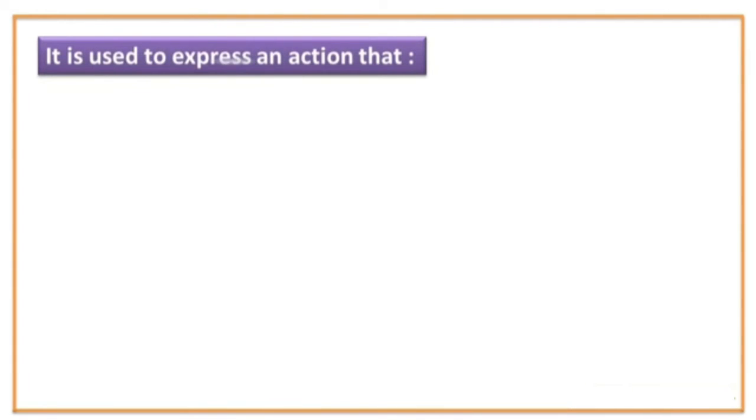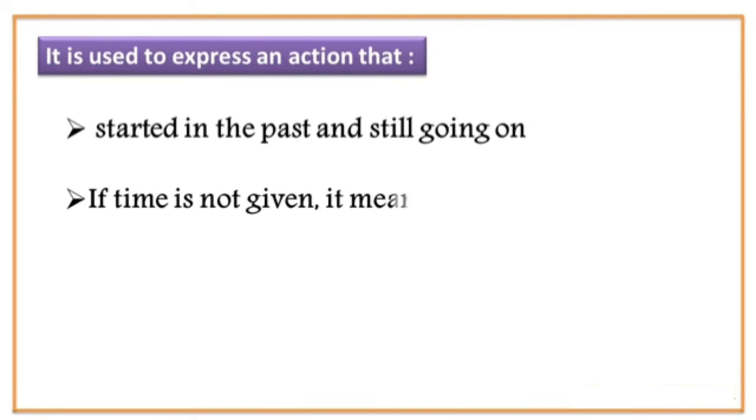The present perfect continuous is used to express an action that started in the past and is still going on. If time is not given, it means lately.